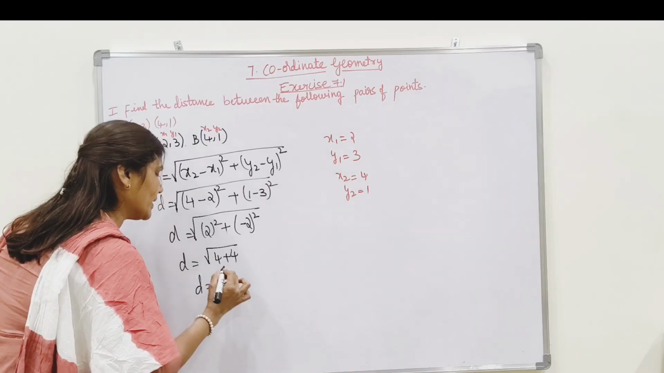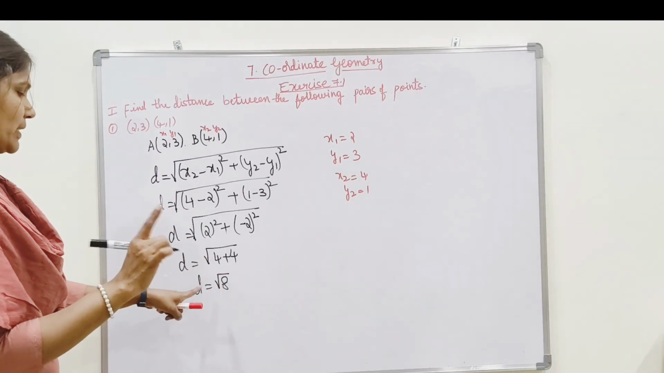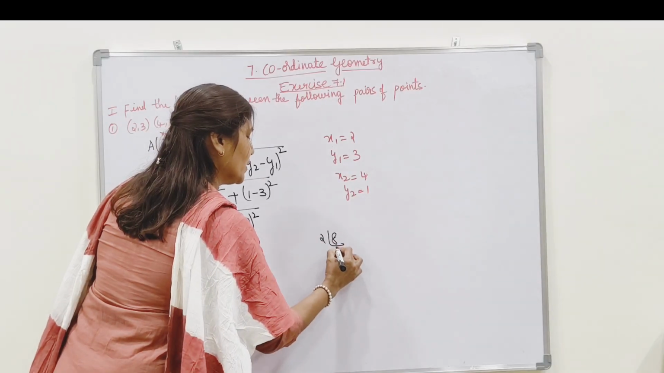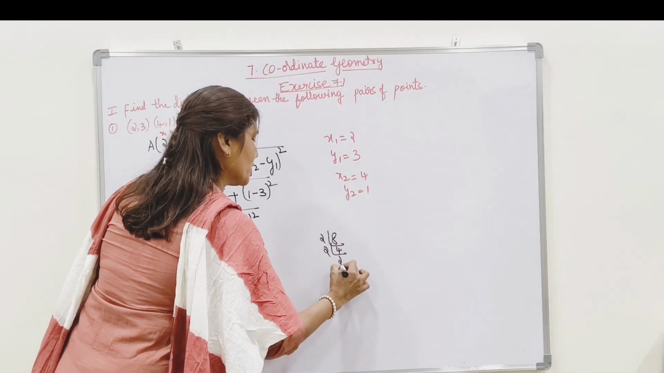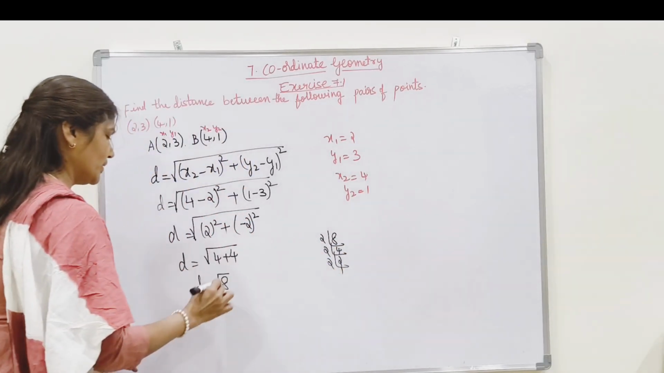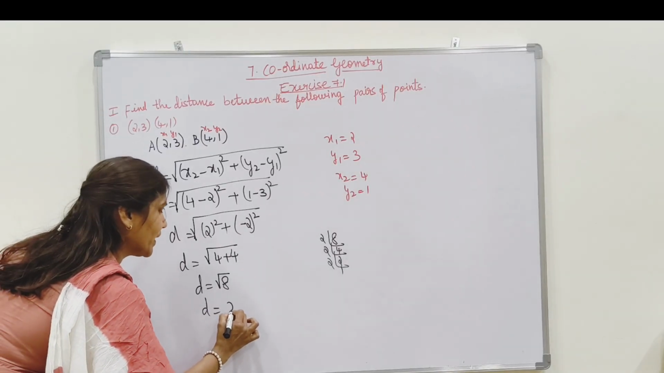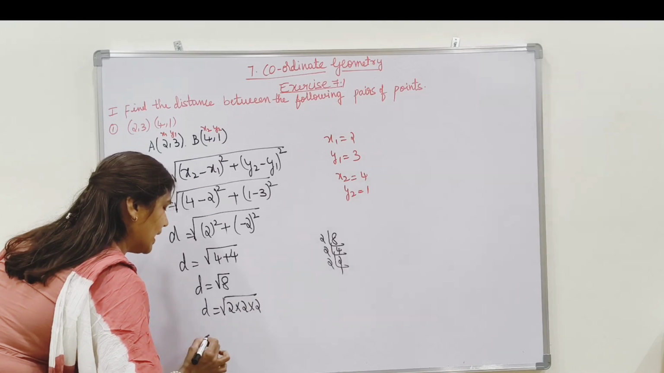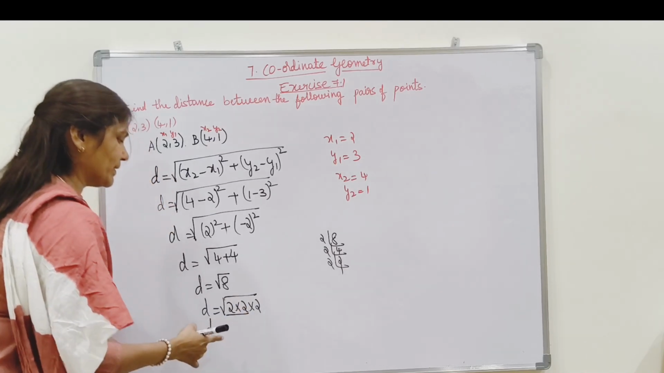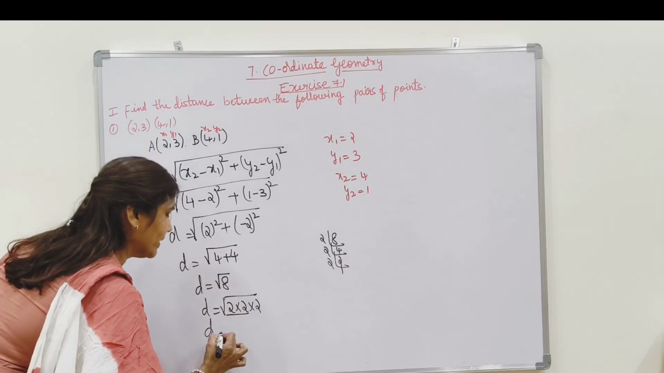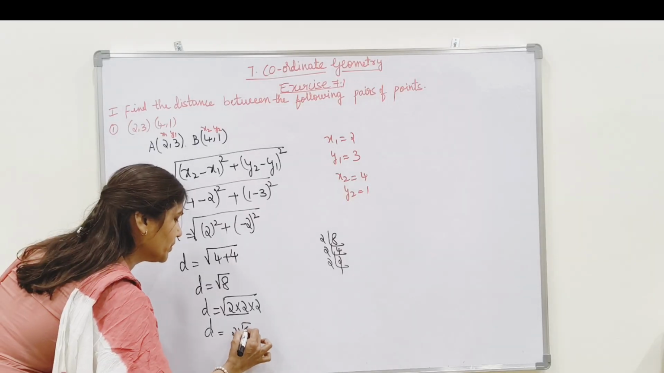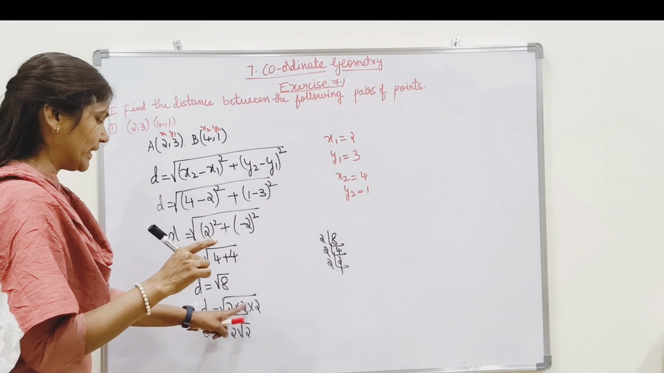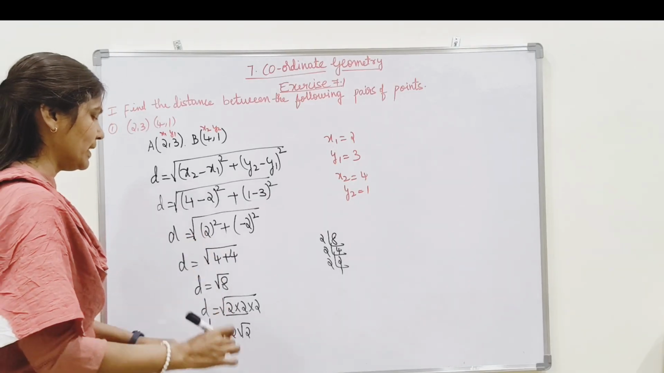Root 8 is the answer. If you keep it like this, root 8 is also a correct answer. But if you want to simplify, 8 is 2 fours, 4 is 2 twos, and 2 is 2 ones. So D is equal to 2 into 2 under root. One pair is there, so we can take it outside: D is equal to 2 root 2. Why outside? Because the root of 4 is 2, so we can take that outside. So 2 root 2 is the answer.